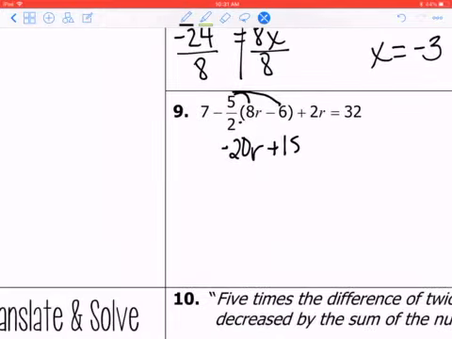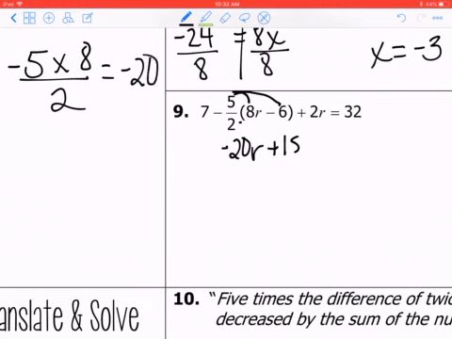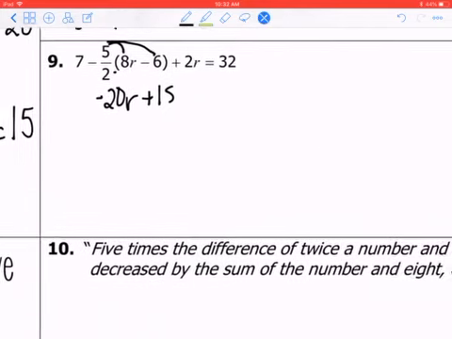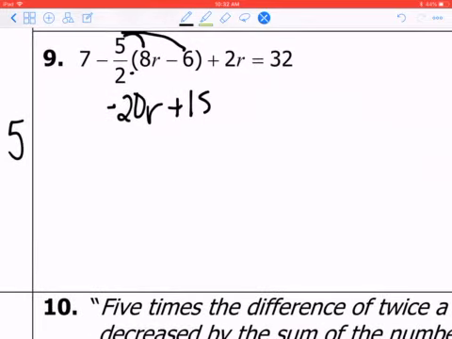So what I did there was I took negative 5 times 8 and then I divided by 2, and that's how I got negative 20. Then I took negative 5 times negative 6 divided by 2, and that is how I got a positive 15. If you're confused on that, you can ask me tomorrow. I'll be happy to answer your questions. Okay, drop everything else down.